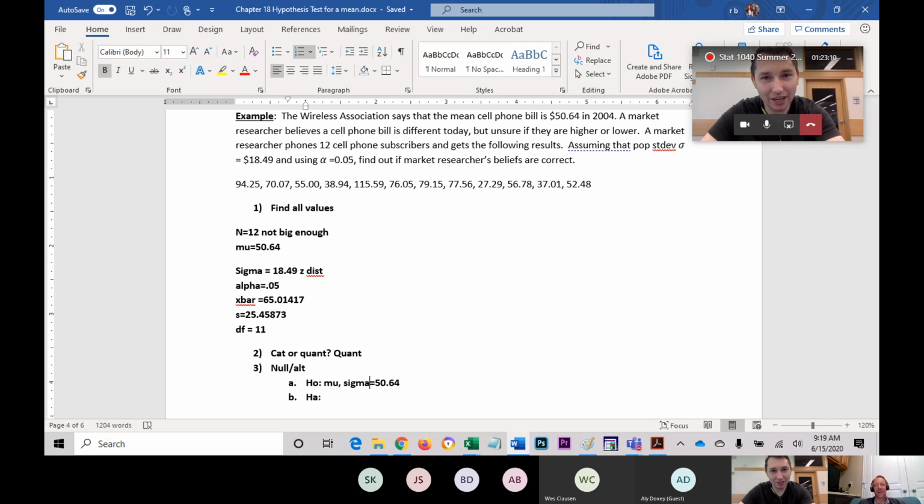Sigma is the standard deviation. Are we doing a standard deviation test on this? No. No. We're doing a mean. That's what I was trying to get Wes and Janie and Allie to say. Okay, does that make sense? Allie? Yes. Okay. All right. So since the null is mu equals 50.64, what's the alternative?